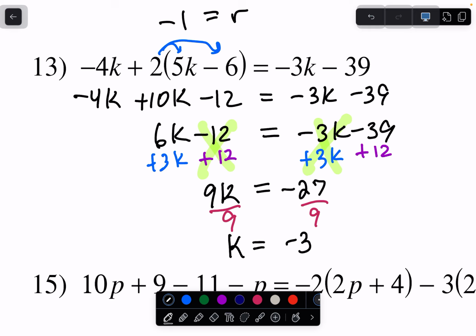Again, you could plug it back into the original equation. You should get the same thing on both sides. We do get negative 48 equals negative 48, if you're wondering. Or I'm sorry, no, you get negative 30 equals negative 30 if you plug it back in. So that is 13.